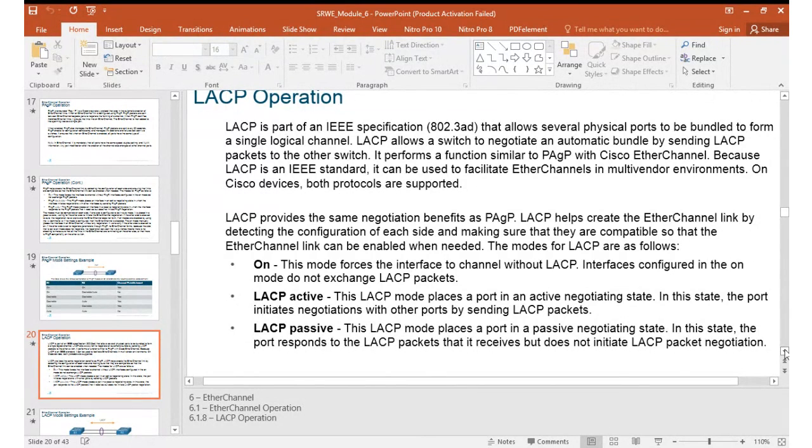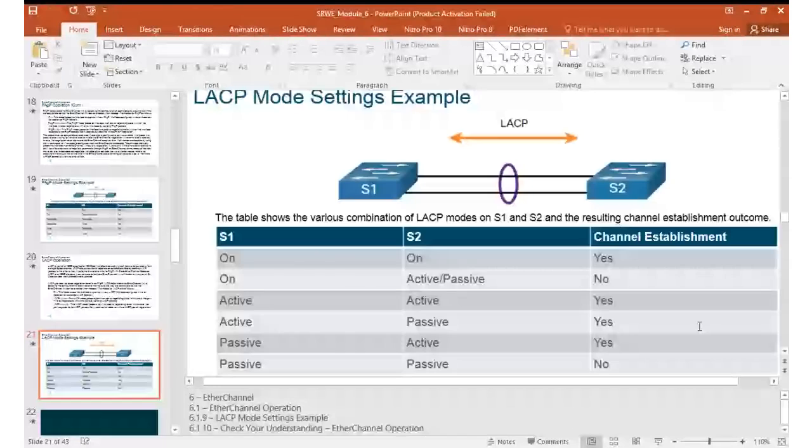Okay, so those are just similar states as the one we had provided above: on, active, and passive states. So a similar operation or a similar summary is provided there.